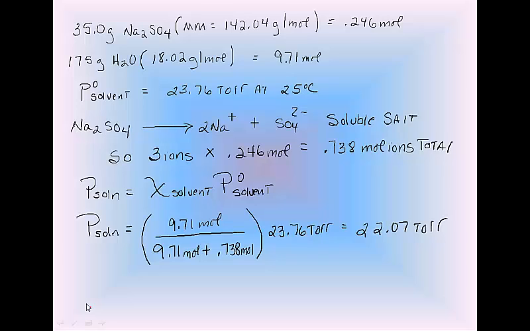Plug it in, mole fraction of the solvent times the pure solvent's vapor pressure, and you will notice that my ionic compound in the water did indeed lower the vapor pressure of the solution. Not by a lot, but it still lowered it. By reason of dilution, by reason of inhibiting the solvent from escaping, the sodium sulfate lowered the vapor pressure of the water.